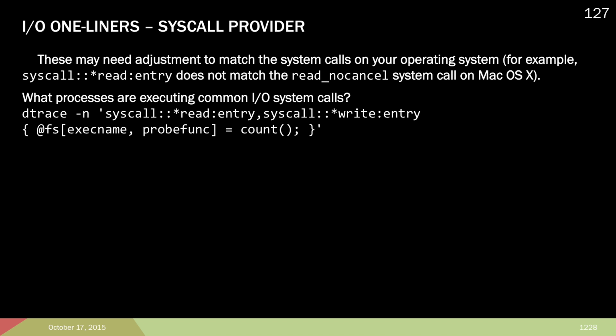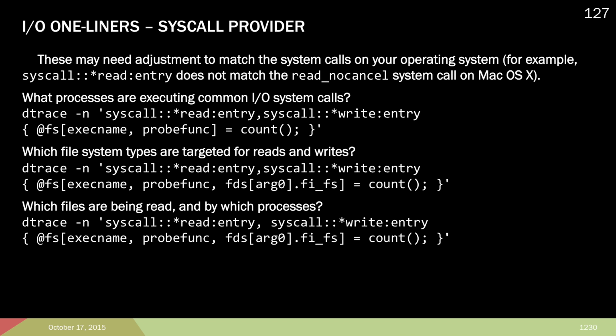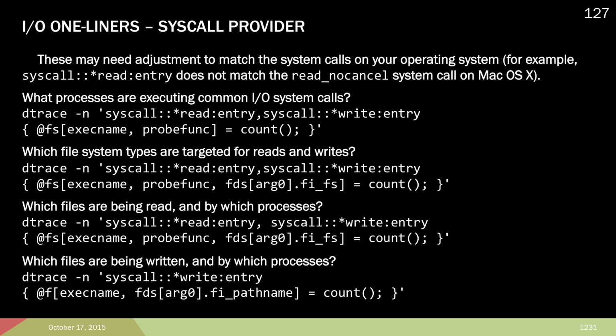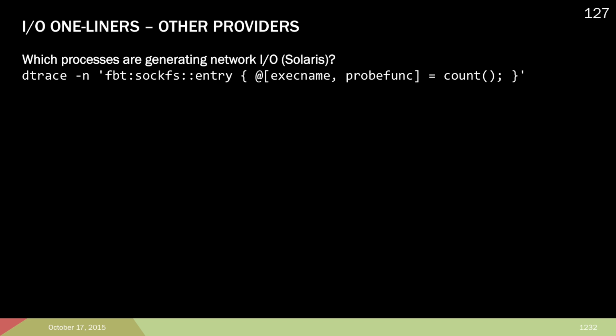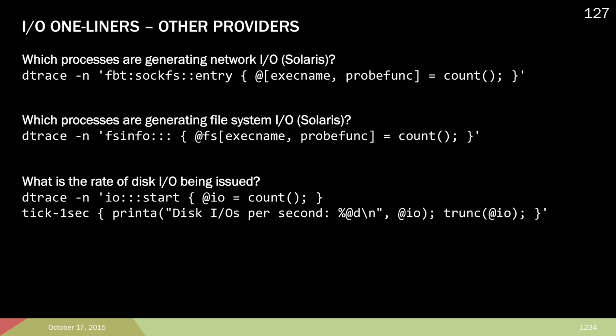Which processes are executing common I/O system calls? Which file system types are targeted for reads and writes? Which files are being read and by which processes? Which files are being written by which process? Which processes are generating network I/O on Solaris? Which processes are generating file system I/O? What is the rate of disk I/O being used?